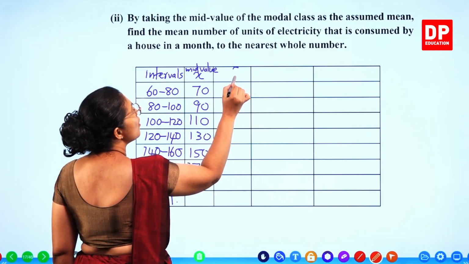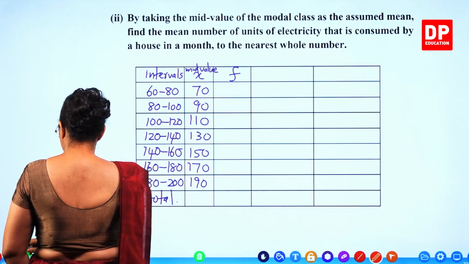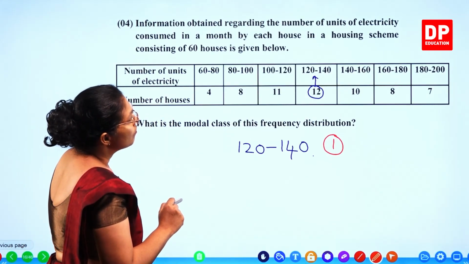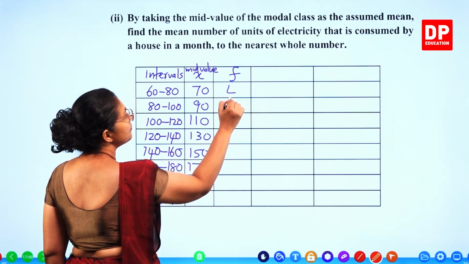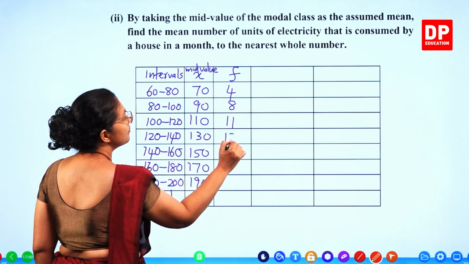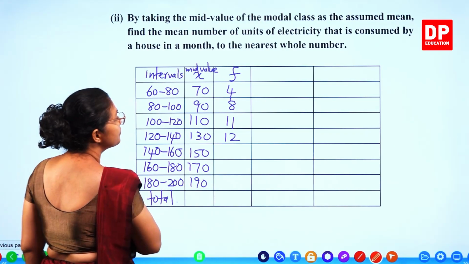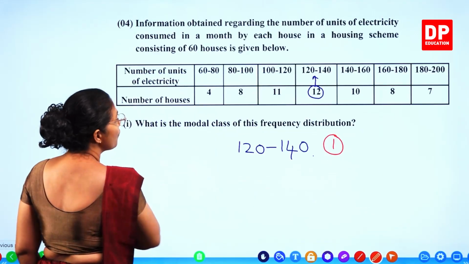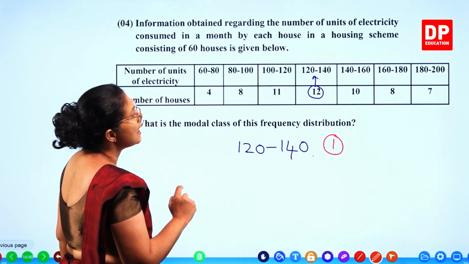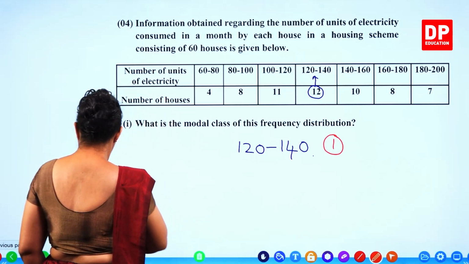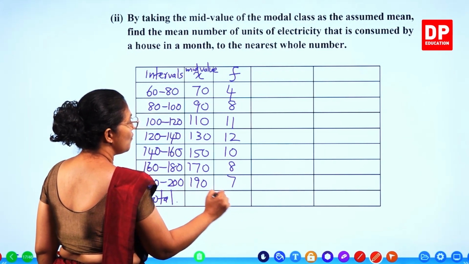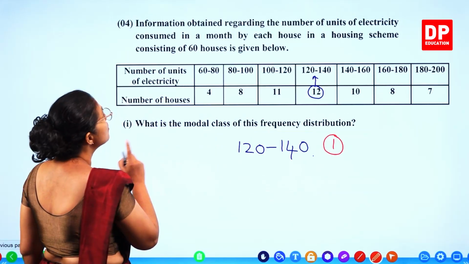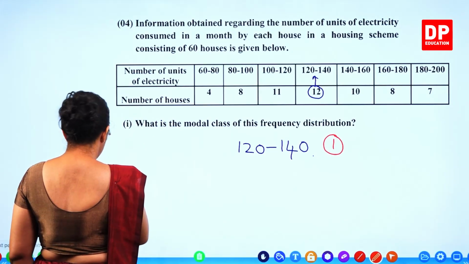Then we'll write down the frequencies given. 4, 8, 11, 12, 10, 8, 7. And what's the total? Total is given as 60.